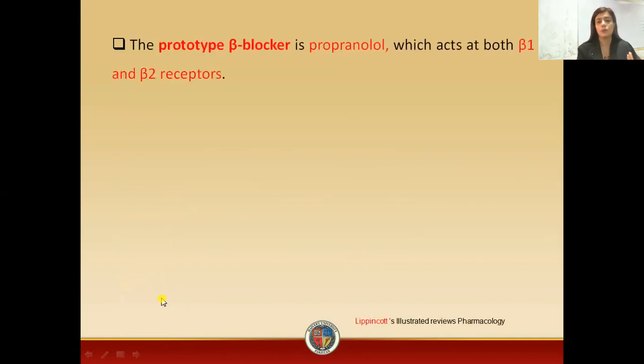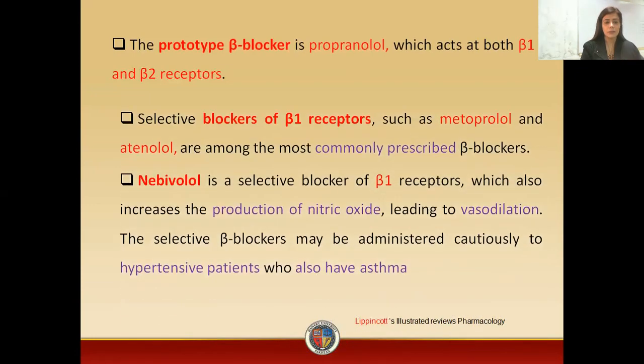Now, what is the prototype beta blocker? The prototype beta blocker, the one indicating the whole class, is propranolol, which is a non-selective beta blocker. It means this is a blocker that will block both beta 1 and beta 2 receptors. When I talk about metoprolol and atenolol, they are the most commonly prescribed beta blockers because they are selective ones and they will act on the beta 1 receptors.